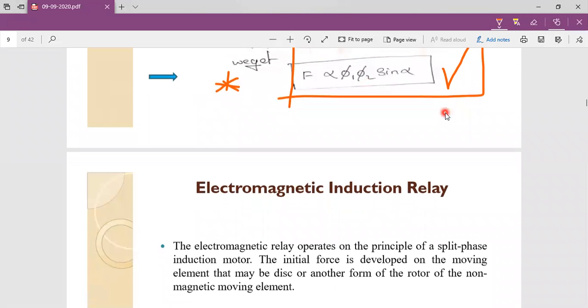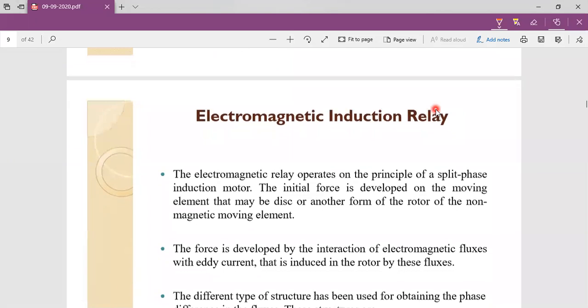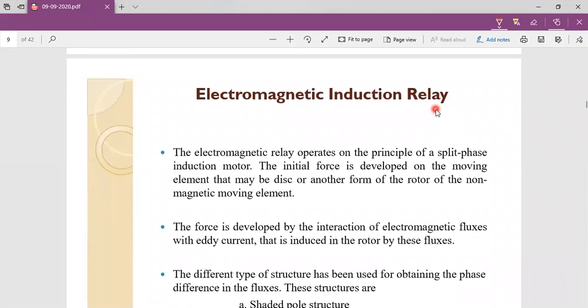Now, keeping this in mind, we are going for electromagnetic induction type relays. We already know that we have different types of electromagnetic induction relays. In our syllabus we have two types: the first one is the induction disk type relay, and the second one is the induction cup type relay. In both types of relays, the torque equation is the same. The torque is directly proportional to I1, I2 sine alpha.